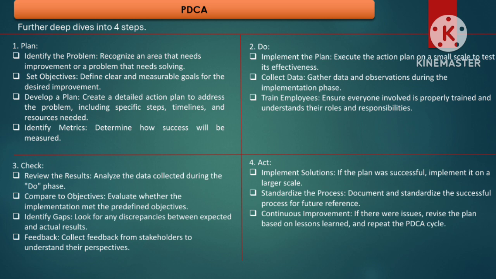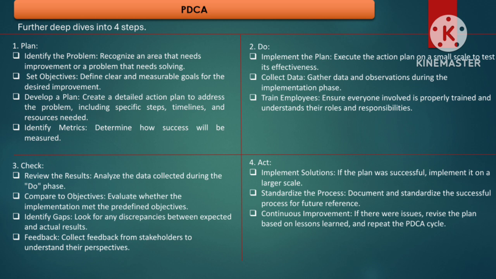Let's look at the second phase, do. So in this you will implement the plan, execute the action plan on a small scale to test its effectiveness. So based on the improvement and metrics that you come up with, you will implement that on a certain group or small scale to ensure that the improvement or the method that you're coming up with is effective.